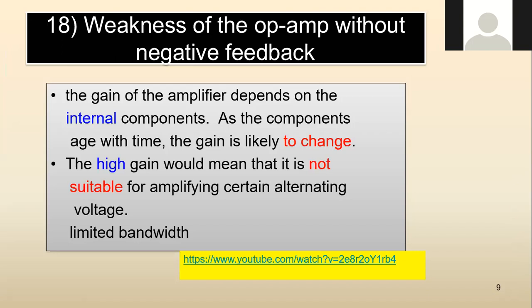Right? That means it's not good to amplify my speech, because my speech covers from 20 hertz to 20 kilohertz. So limited bandwidth means that whatever I speak, when it comes out of the loudspeaker, becomes distorted, different from my voice. That's what we don't want. We want the operational amplifier to reproduce as faithfully as possible what I speak.